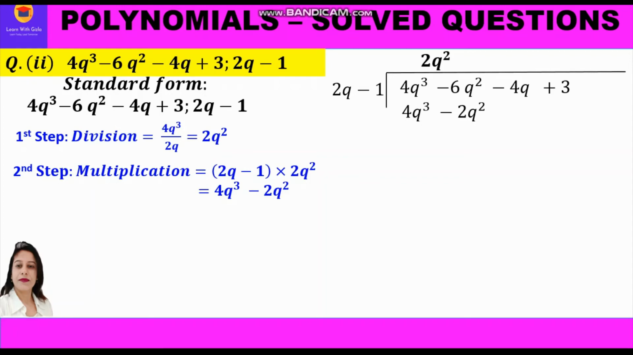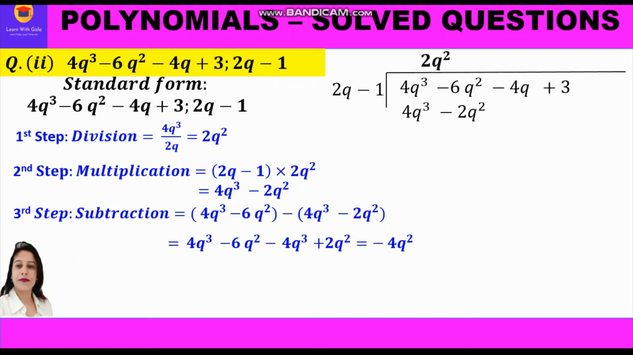Now we shall move to the third step of subtraction. We have to subtract the product from the first two terms of the dividend. So we shall write both of them in brackets with a minus sign in between. Further we shall open the bracket and change the signs. So we shall write 4q cube minus 6q square minus 4q cube plus 2q square. Now 4q cube and minus 4q cube will cancel, and from minus 6q square and plus 2q square we will get minus 4q square.